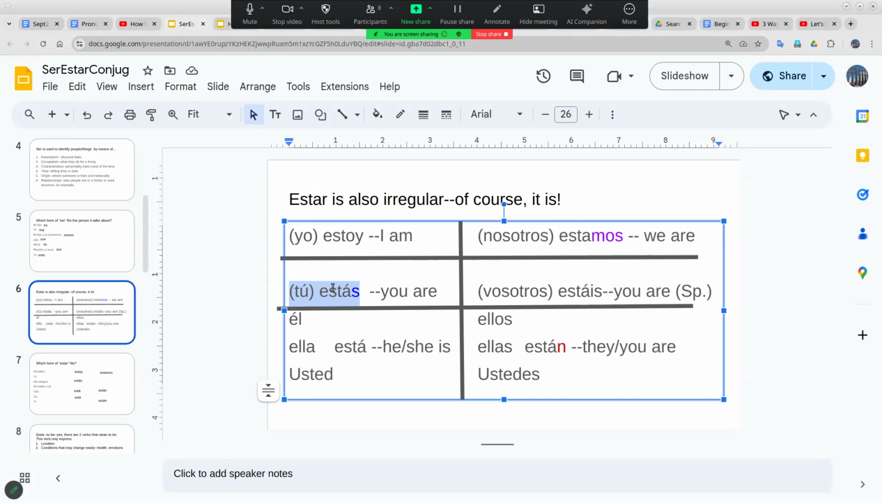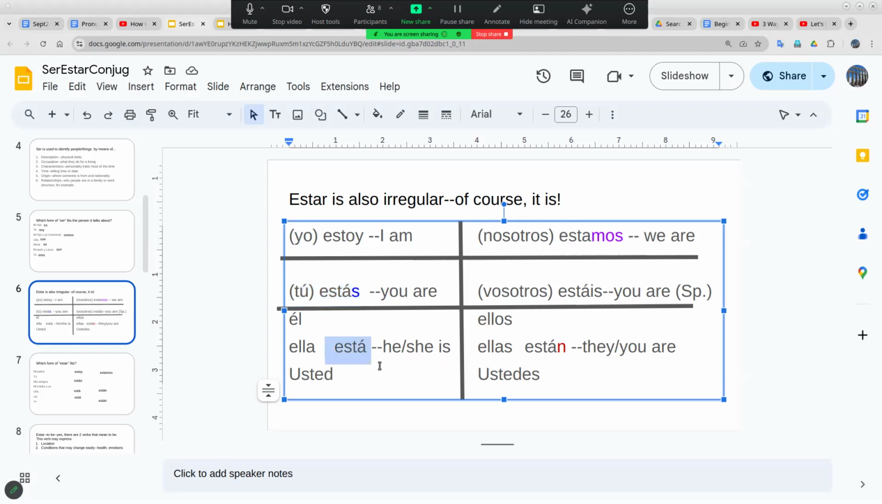Estás. And estás punches the boom at the end, that little accent mark on the a in front of the s. That little accent mark means we have to punch that sound more. So not estas, but estás. ¿Cómo estás? How are you? Okay. So estás, with an s at the end, means it's a tú verb and it only matches up with tú.